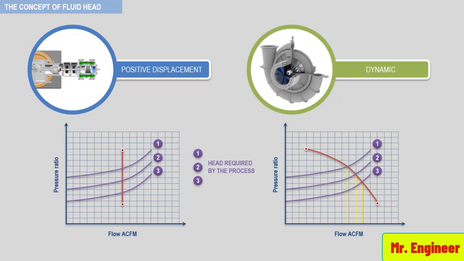Therefore, any increase in the head required by a process will reduce the flow rate of a dynamic compressor. This is an extremely important fact to remember because reduced flow rate in a dynamic compressor can lead to extreme, long-term mechanical damage to the compressor unit. Also note in the figure corresponding to the dynamic compressor that the flatter the head-produced curve for this compressor, the greater the effect of head required upon flow rate.